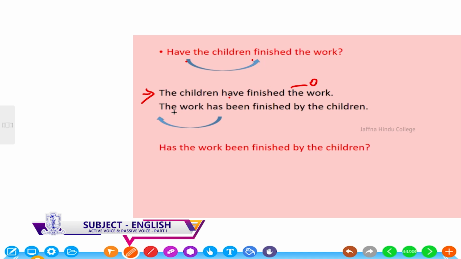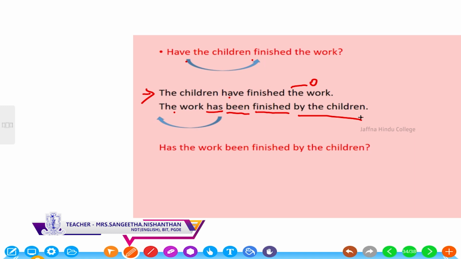Bring the object to the beginning, the work. It is singular. So, for present perfect we should use has been. The main verb is already in past participle. So, finished: has been finished by the children. Now, it is in statement word order.